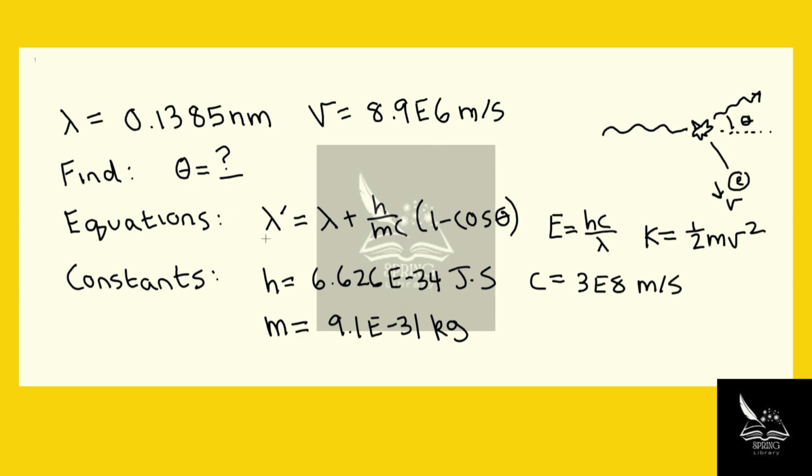The equations that we'll need to use are the classic Compton scattering equation, which relates the change in wavelength of our light to a scattering angle, theta, which is what we're going to be solving for. We'll also need the energy of this photon, which we can relate to its wavelength by hc over lambda, where h is Planck's constant, c is the speed of light, and lambda is the wavelength of light. And we'll use, of course, the classical kinetic energy for this electron. For constants, we have Planck's constant in joule seconds, the speed of light, which is approximated by 3 times 10 to the 8 meters per second, and the mass of an electron. Okay, let's jump into it.